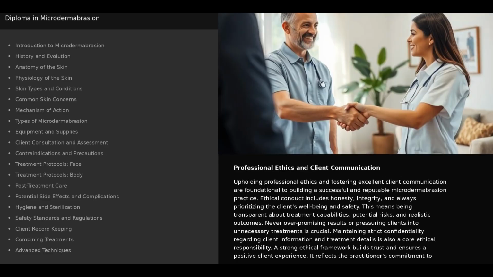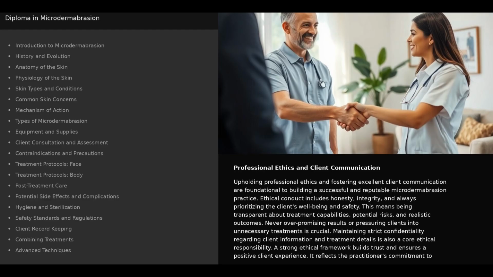Professional ethics and client communication. Upholding professional ethics and fostering excellent client communication are foundational to building a successful and reputable microdermabrasion practice. Ethical conduct includes honesty, integrity, and always prioritizing the client's well-being and safety. This means being transparent about treatment capabilities, potential risks, and realistic outcomes.